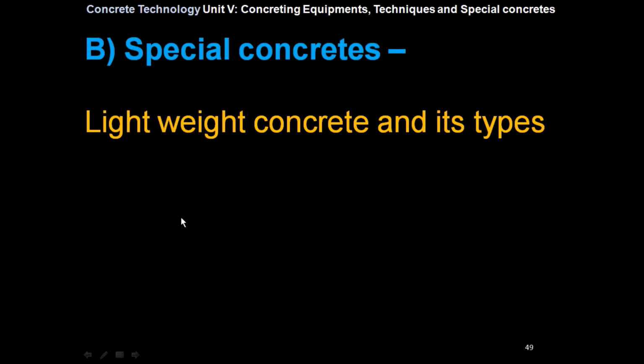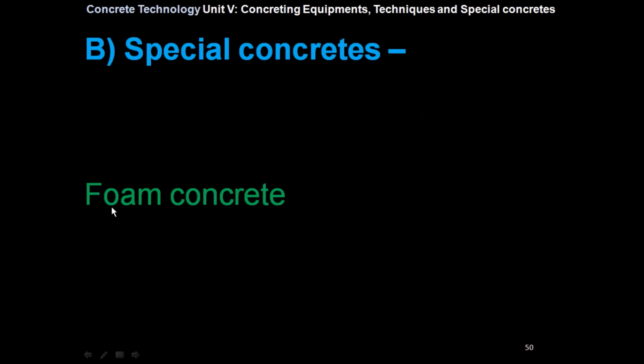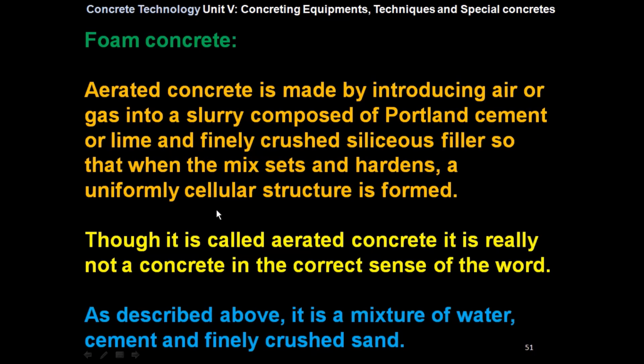So we have seen the lightweight concrete and its types. Now we will see the foam concrete. Aerated concrete is made by introducing air or gas into a slurry composed of Portland cement or lime and finely crushed siliceous filler, so that when the mix sets and hardens, a uniformly cellular structure is formed.